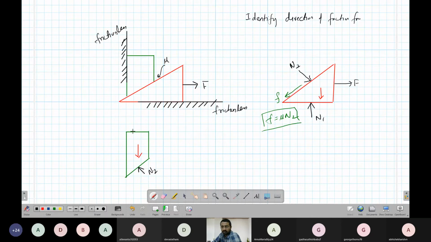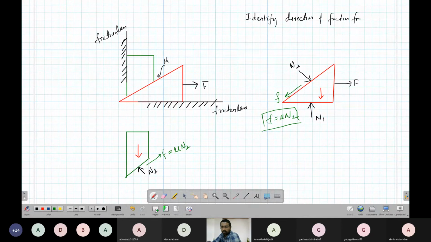Is there any other force here? You can see the tendency is to come down, so the friction force has to be applied in the opposite direction. This also is equal to mu times N2. That is why these two friction forces are equal and in opposite directions. So I hope this is clear.